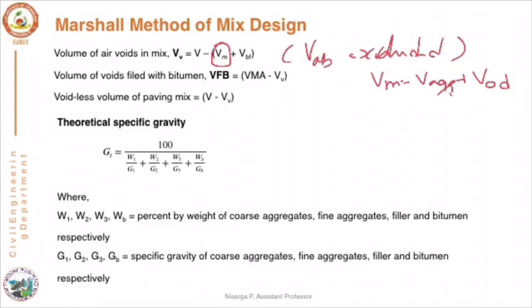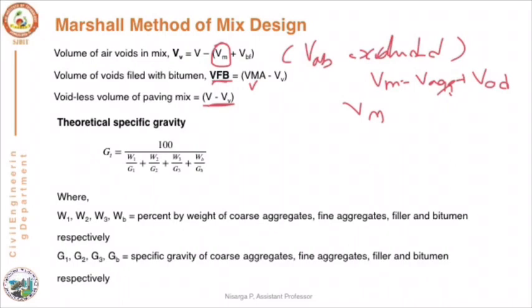So to determine the total voids, Vv should be equal to V minus Vm plus Vfb. So thus the voids filled with the bitumen alone will be equal to VMA, voids in mineral aggregates, minus Vv, which will give you the total voids filled with bitumen only. So the voidless volume of the paving mix will be equal to V minus Vv. After determining the stability and flow value, we must conduct this volumetric analysis.